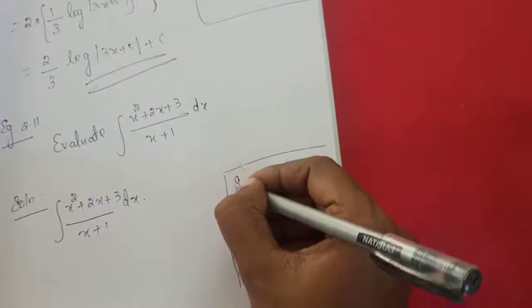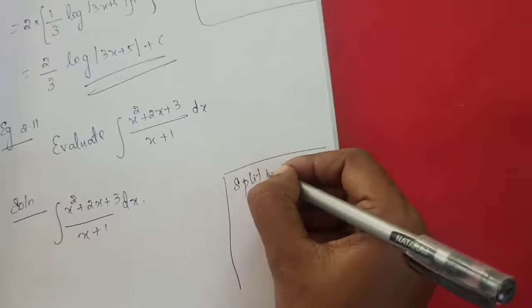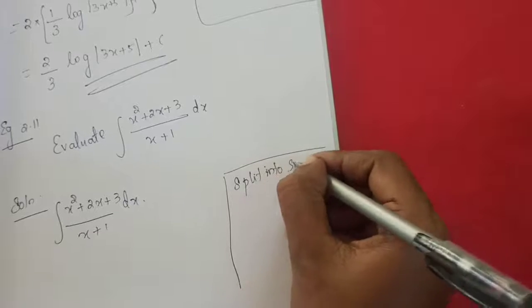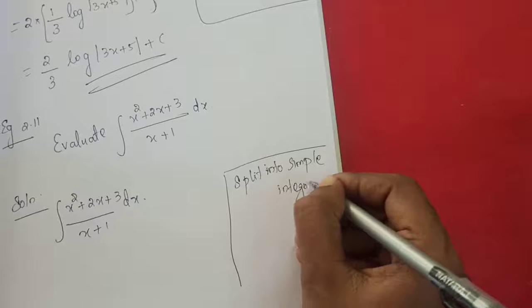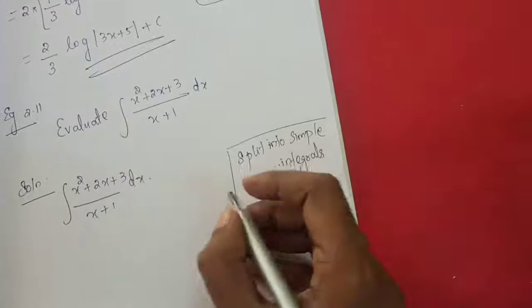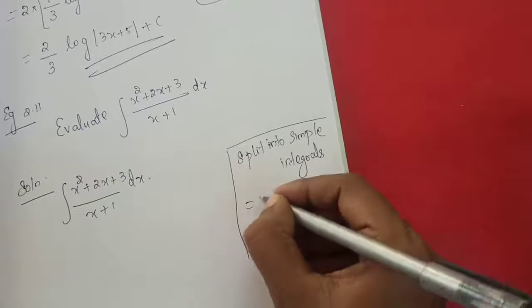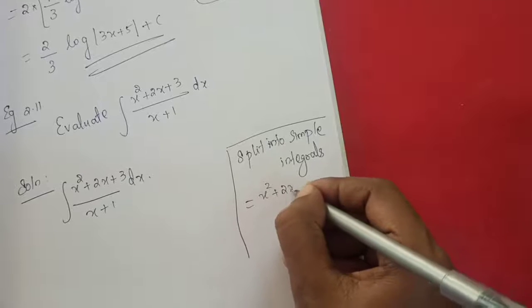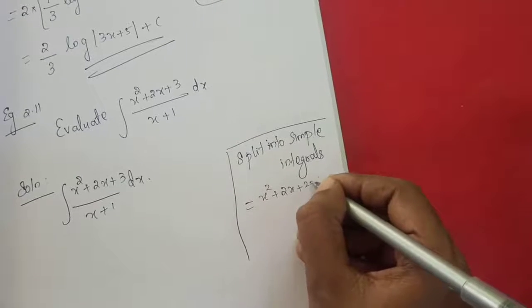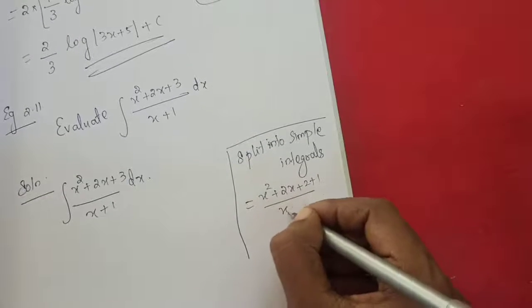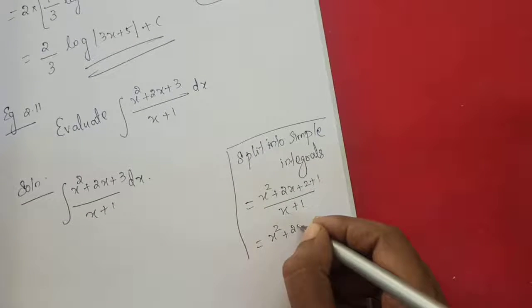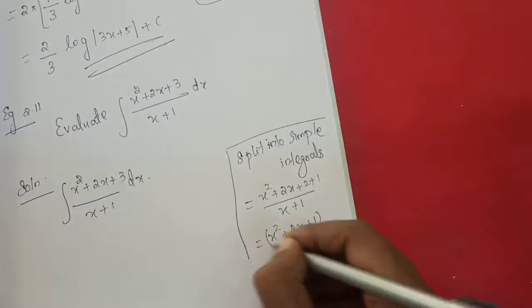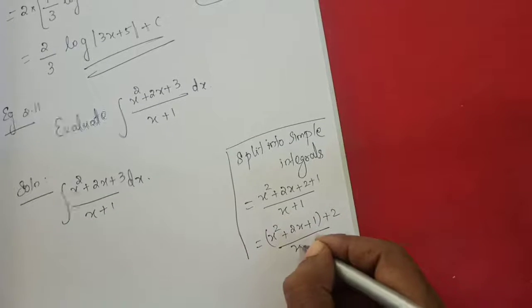We can split it into simple integrals. How will you split it? In the numerator, x square plus 2x, I am going to split 3 as 2 plus 1. Shall I split like that? Divided by x plus 1. Okay. Now x square plus 2x plus 1 separately, plus 2, I am keeping here, over x plus 1.